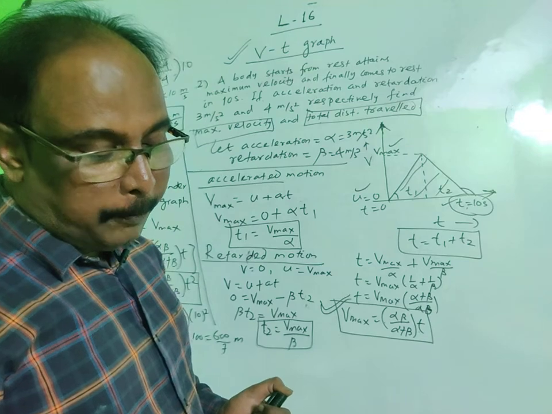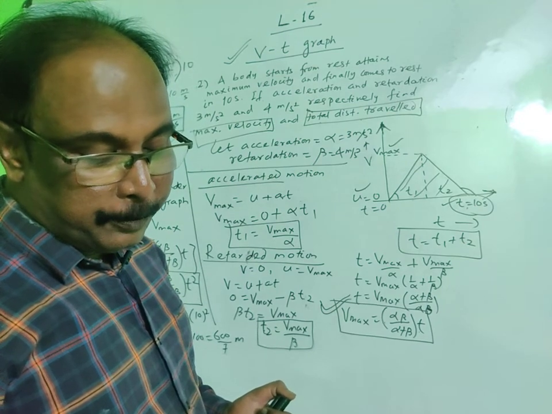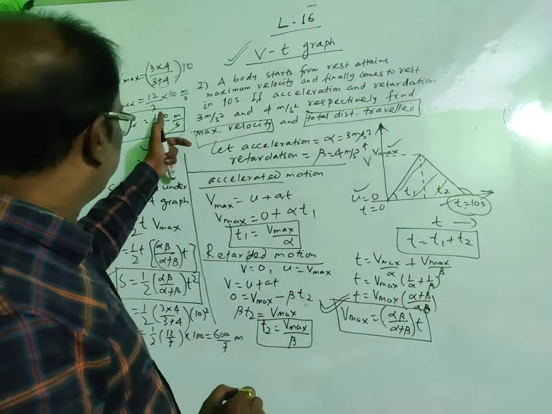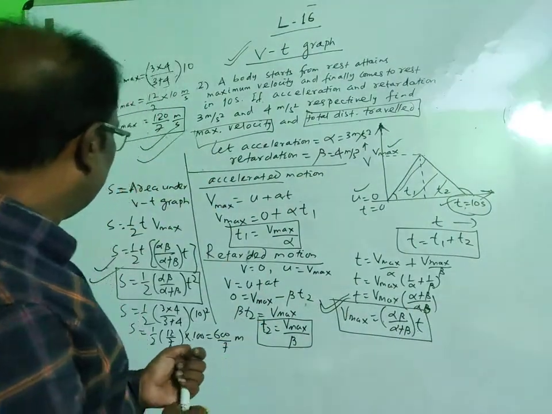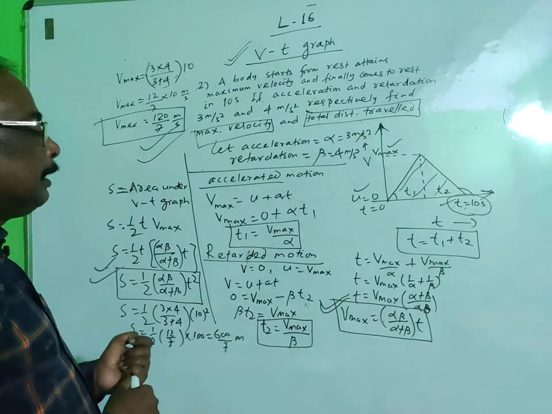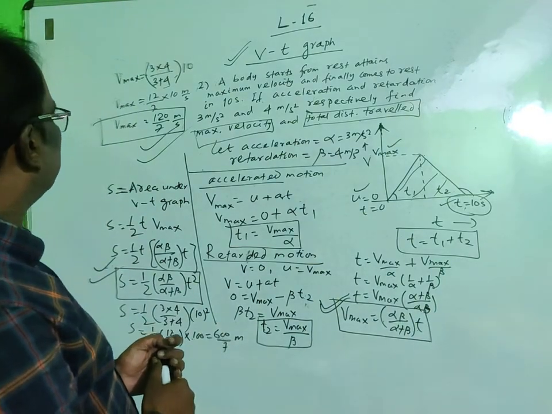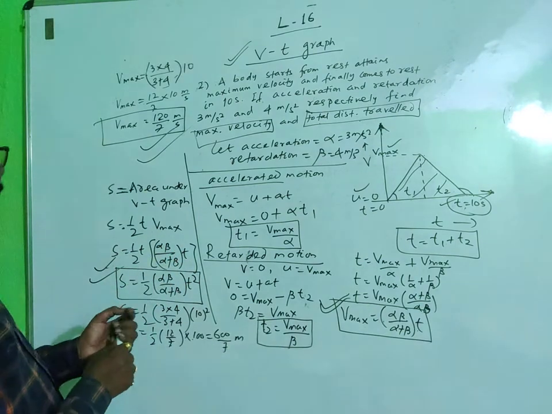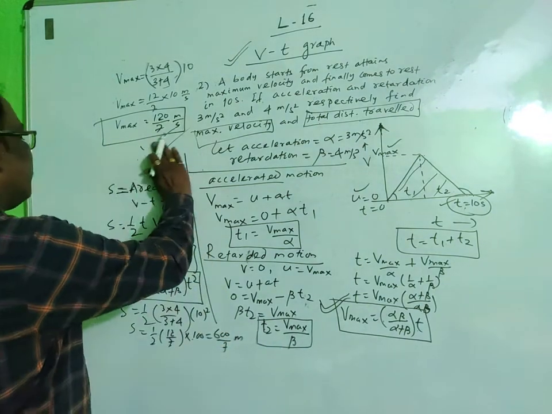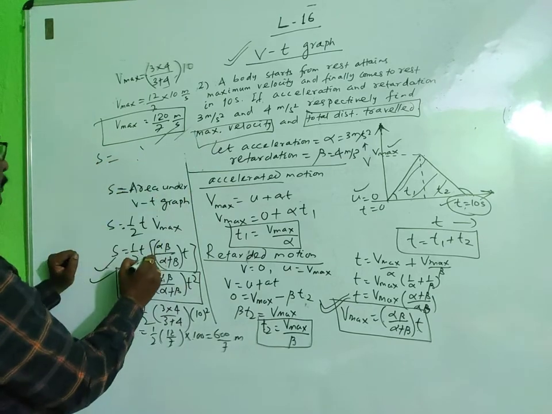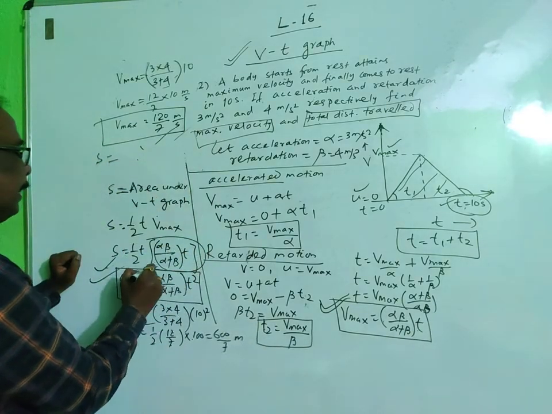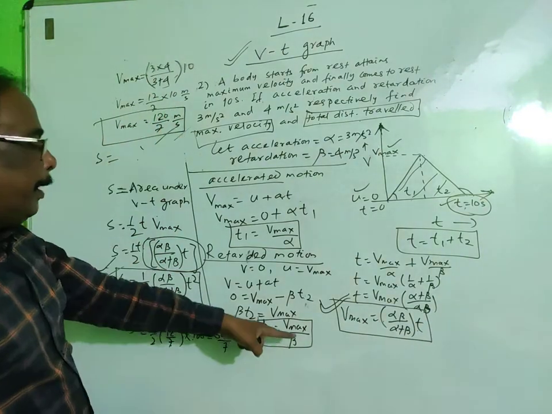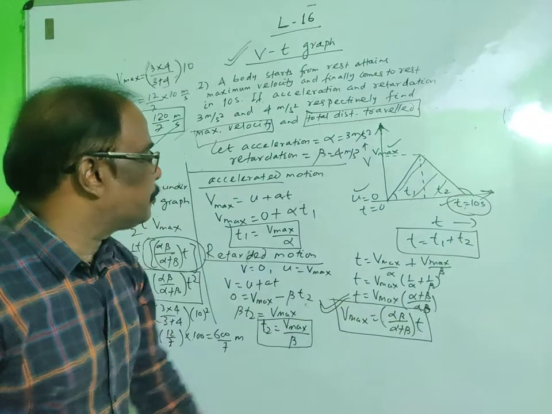This total velocity means maximum velocity is 120 by 7. This is correct, 120 by 7. Total distance you can calculate like this. Total distance S, alpha, beta. You can use this formula also. S is equal to alpha beta divided by alpha plus beta into T. V max is alpha beta divided by alpha plus beta into T.